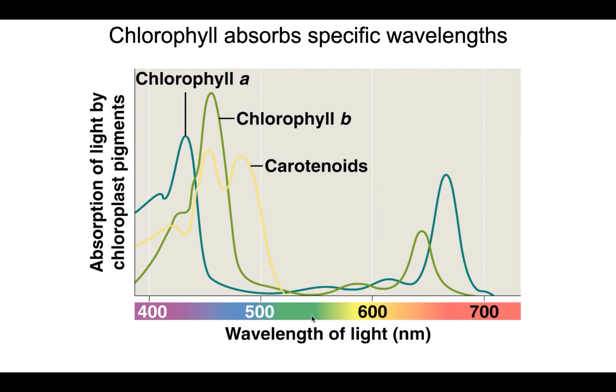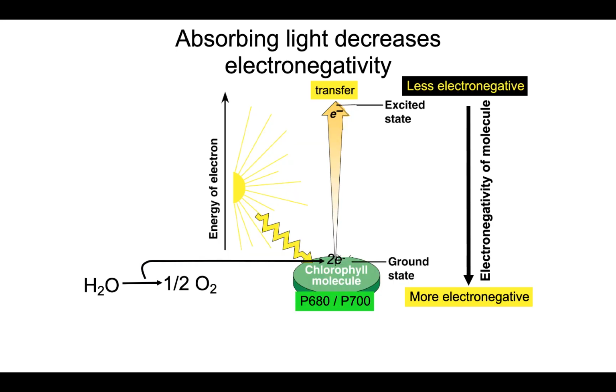Notice it doesn't absorb green light. Right? These chlorophylls look green because they reflect green. They don't absorb it. Now, when they absorb these wavelengths of light, what happens? Well, here we've got P680. It has spontaneously stolen electrons from water, and now it's just holding on to them.